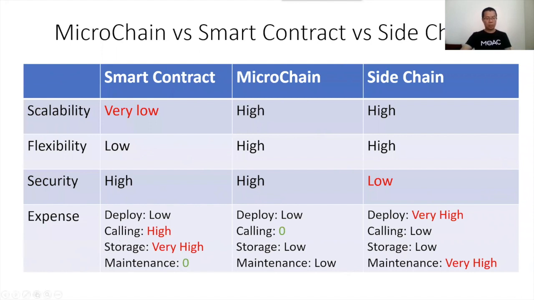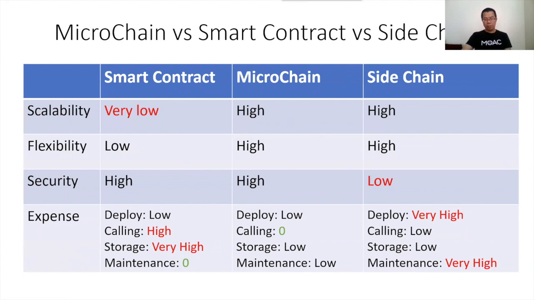So let's look at the storage. Well, we know that storing something in a smart contract in Ethereum is very, very expensive because the storage is limited. And in Microchain, it's pretty low. It has a separate blockchain to store the data, which is the same case as Sidechain. And for maintenance, in a smart contract in Ethereum, the maintenance is zero. Basically, you just need to deploy once, and the smart contract can be used forever unless it's killed. So in Microchain, the maintenance is low.